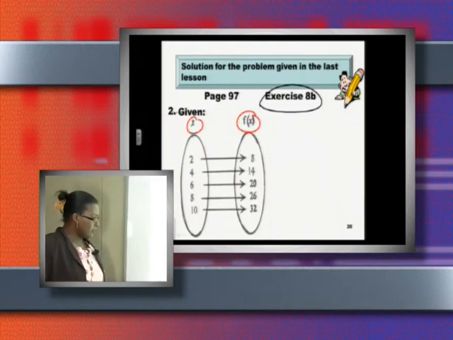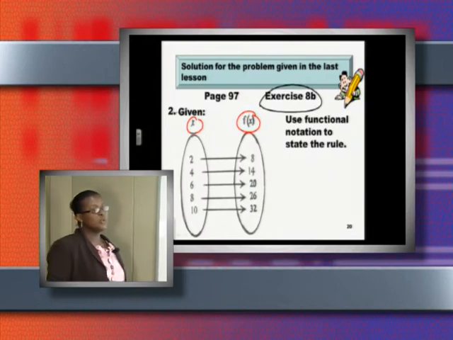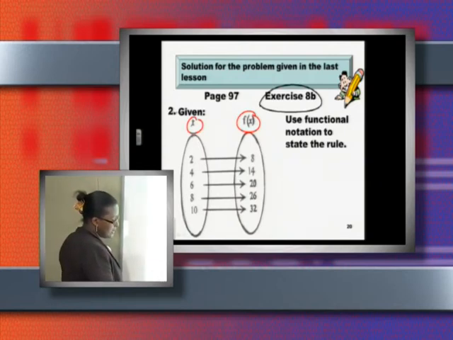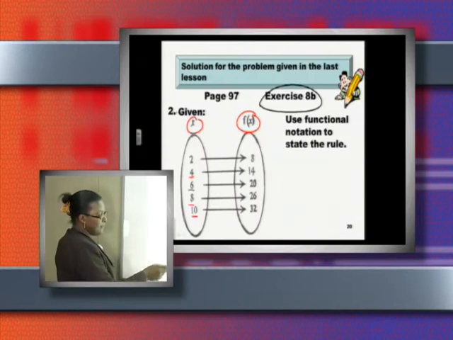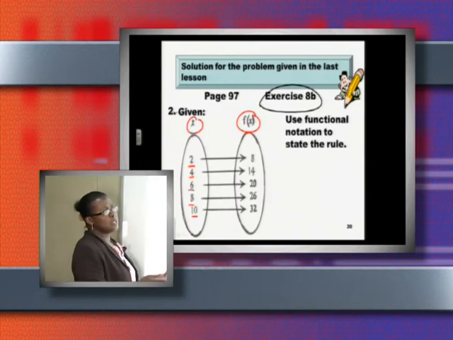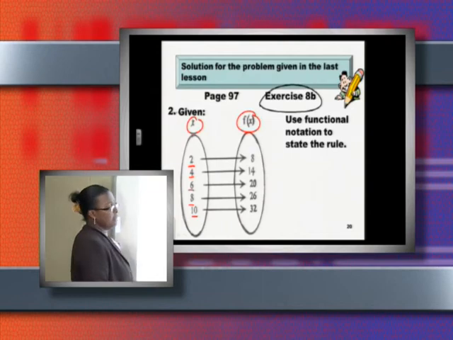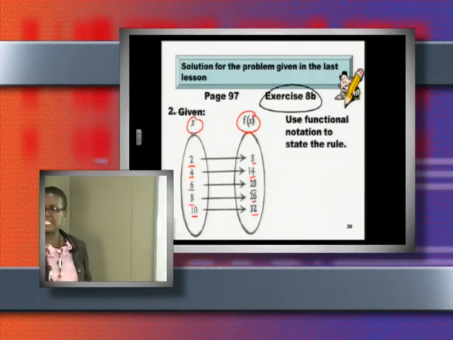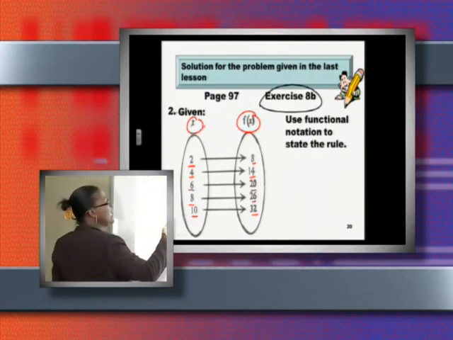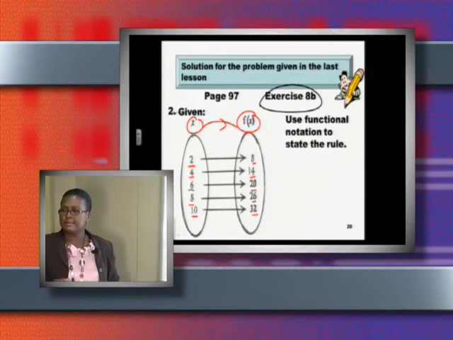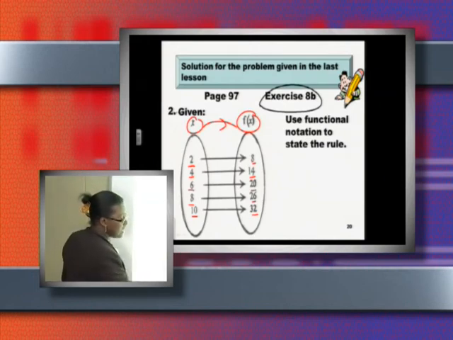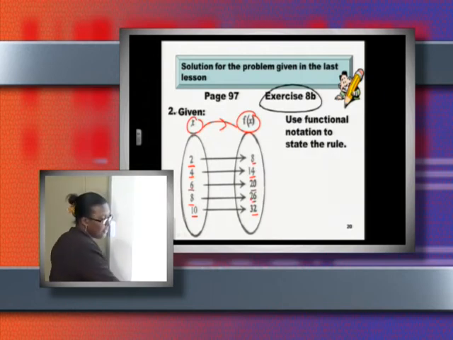Now what was the instruction? It says use functional notation to state the rule. Now we had our x's 2, 4, 6, 8 and 10. And then after using our rule, or after some operation, we produce 8, 14, 20, 26 and 32. What did we do to the x's to end up with the f of x's? 2 is mapped to 8. 4 is mapped to 14. 6, 20. 8 to 26 and 10 to 32.